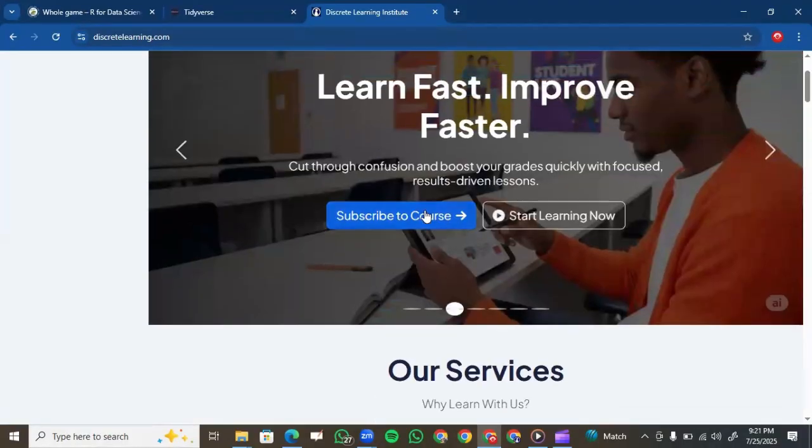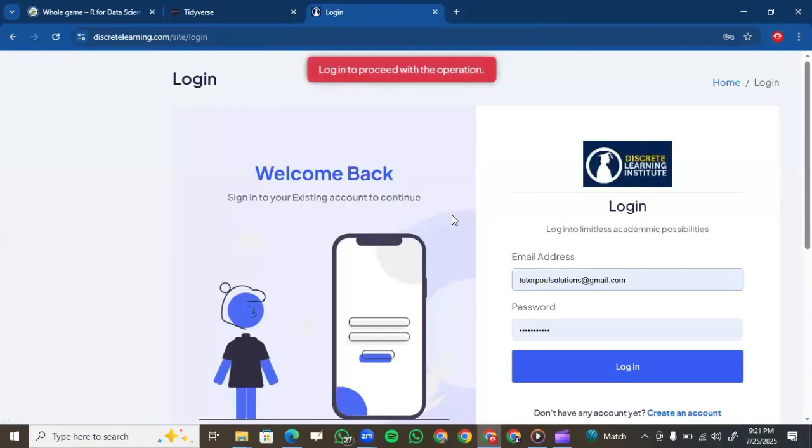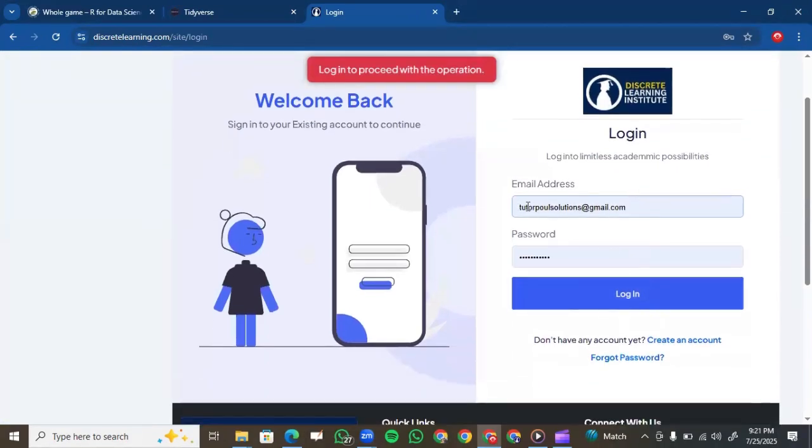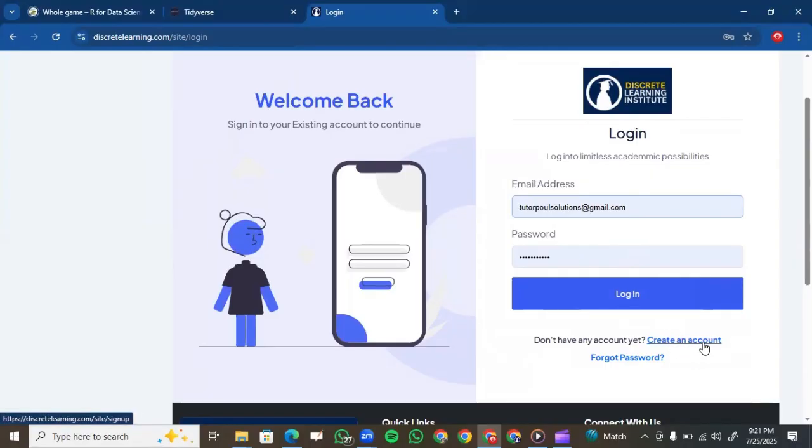Okay, so you can click on subscribe course. If you have an account, it will take you to the login page here. You put your email there, and then here you put your password. If you do not have an account, you go down here where there's create an account. So you create an account for yourself, and then once you're done, you use those details to log in.